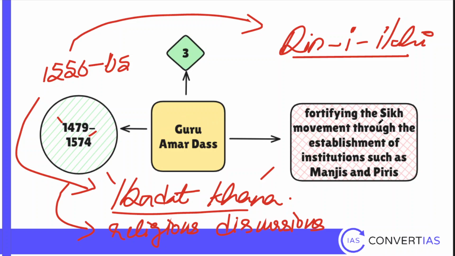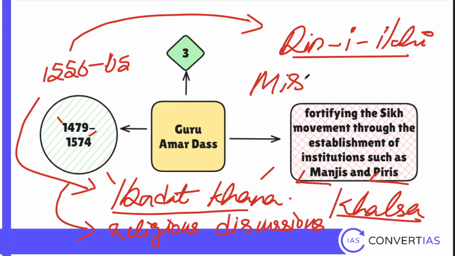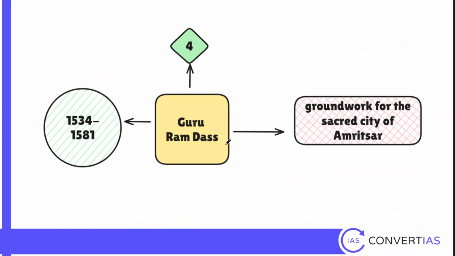What he did was to fortify the Sikh movement through institutions called Manjis and Piris. So when you study the history of Sikhism, certain institutions like this are important. Later you will come across something called the Khalsa. You will also come across something called Misl. The initial form of this is Manjis and Piris, and it is organized by Guru Amar Das, the third Sikh Guru. Now you see the fourth Sikh Guru, Guru Ram Das, again a contemporary of Akbar.